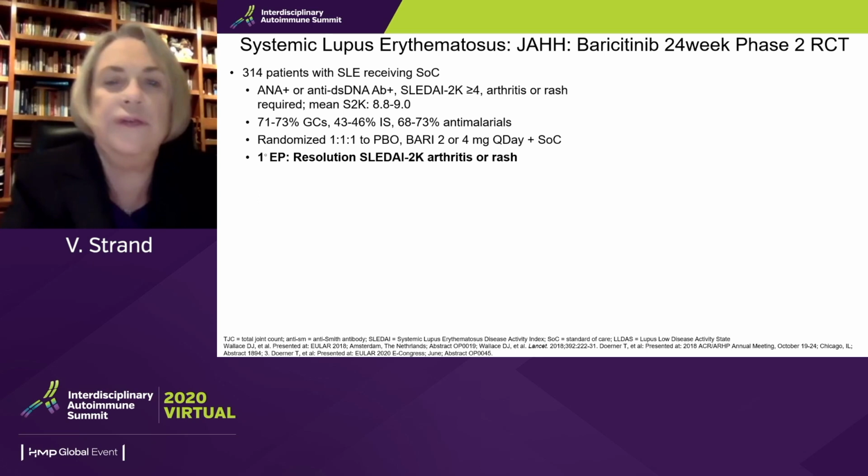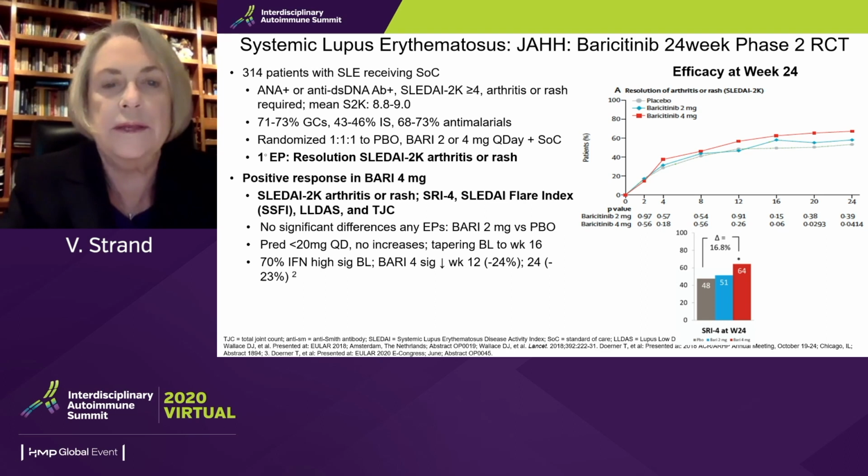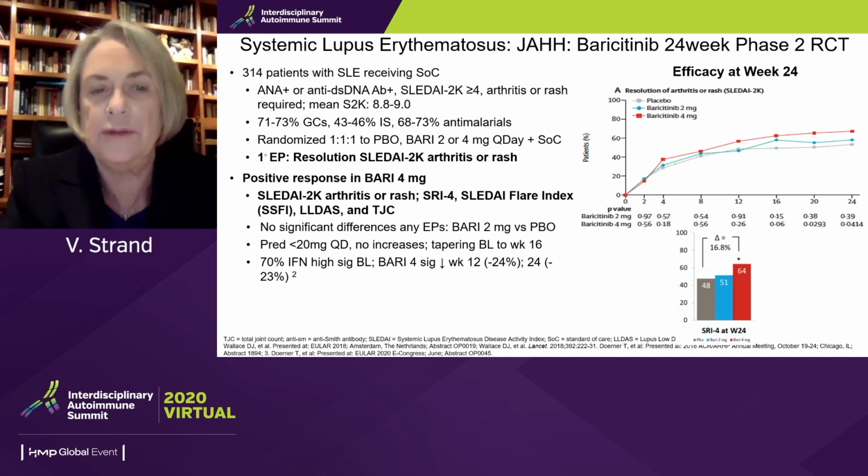So let's look at the JAHH trial with baricitinib. It was 24 weeks, 314 patients with lupus. And it was defined that the primary endpoint would be resolution of the SLEDAI-2K manifestations of arthritis or rash. Well, interestingly, the 4 milligram dose made that endpoint, but also made the endpoint by the standard SRI-4, the systemic lupus responder index, without having to look just at arthritis or rash. It also met lupus low disease activity, tender joint count, and the flare index. 2 milligrams showed no efficacy, but patients were able to taper steroids.